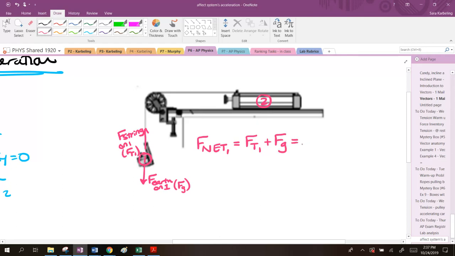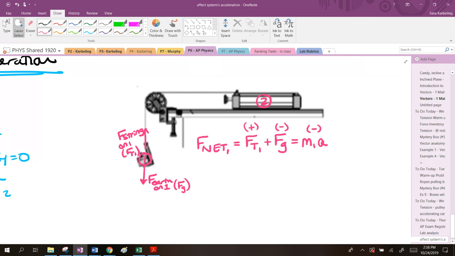Is it accelerating? Yes, you said it was. So we're going to say M1 times its acceleration. I'm going to make a note here that tension pulls up and gravity pulls down. What direction does that acceleration go in? Down. It goes down as well. So I'm just going to make a little note here that it's negative so I don't forget.